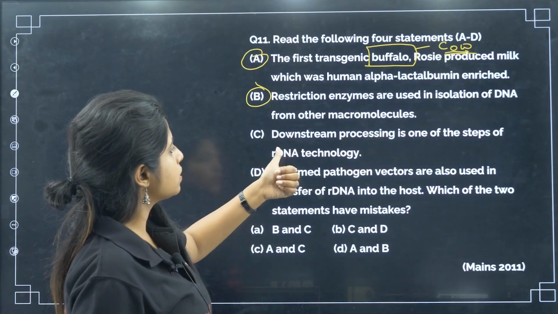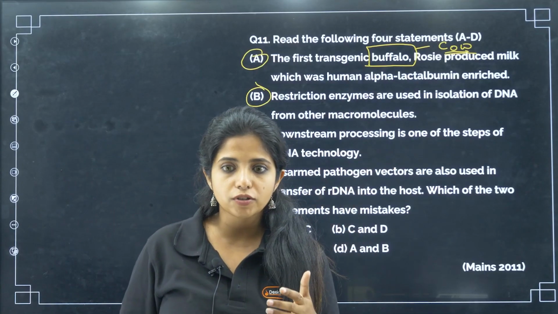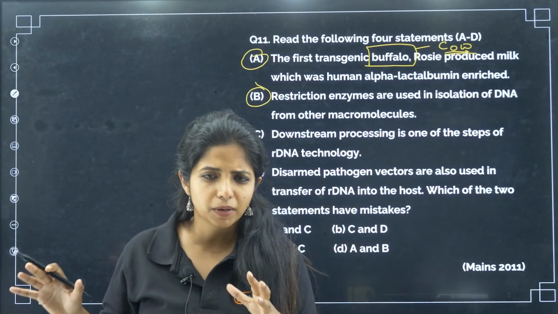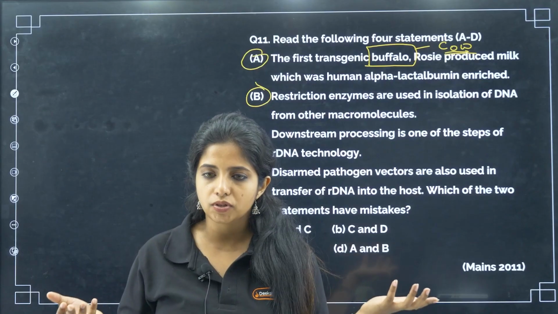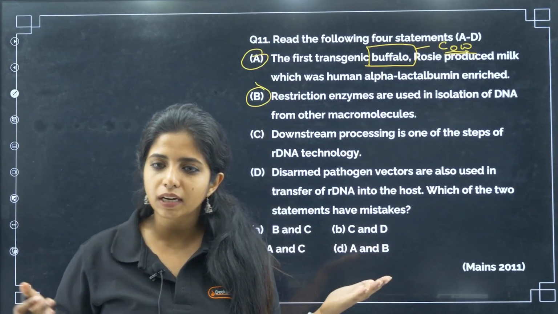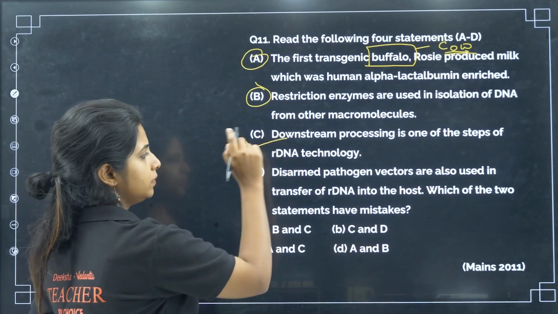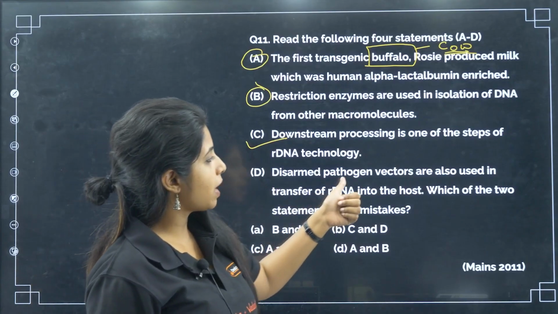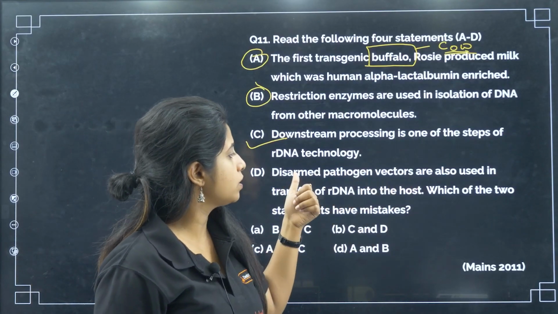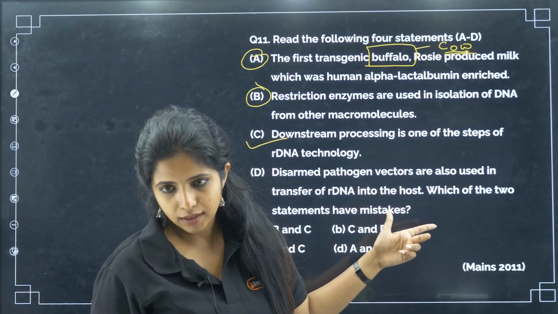Downstream processing is one of the steps of rDNA technology. Downstream processing means you are purifying it, you are separating it. These steps are known as downstream processing. Is it a part of recombinant DNA technology? Yes, ma'am. Correct.